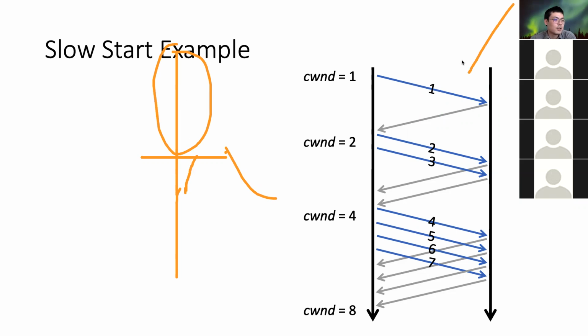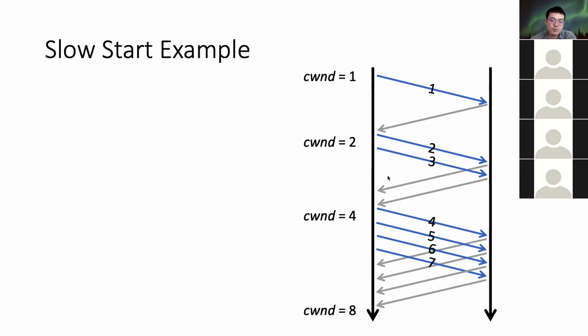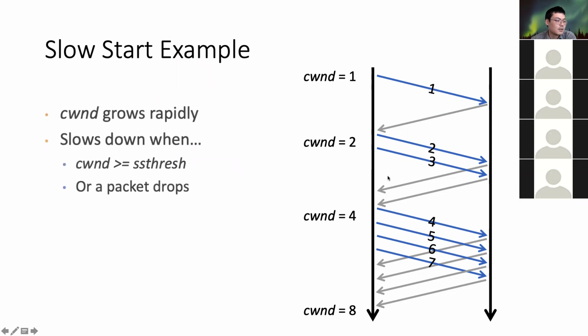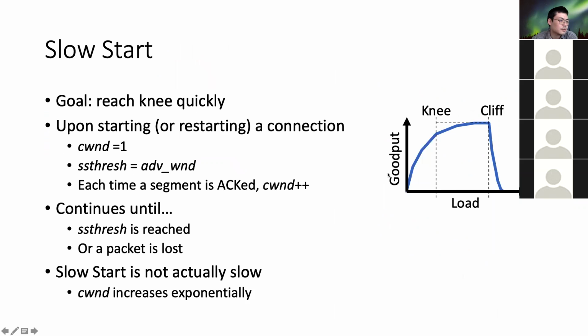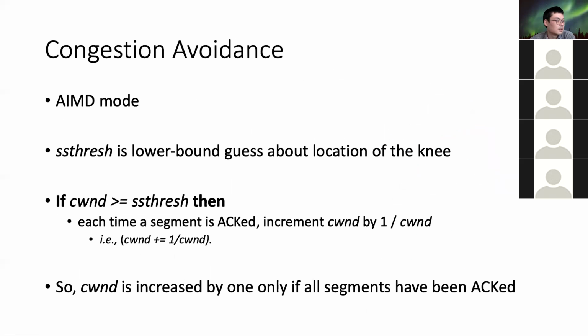So this solution obviously cannot hold there. Okay, the SS threshold is really the knee threshold, okay, not the cliff threshold. When you reach the knee, you should slow down. So what's a congestion avoidance strategy? Right, the congestion avoidance strategy is saying this. Okay, let me give the answer to this.